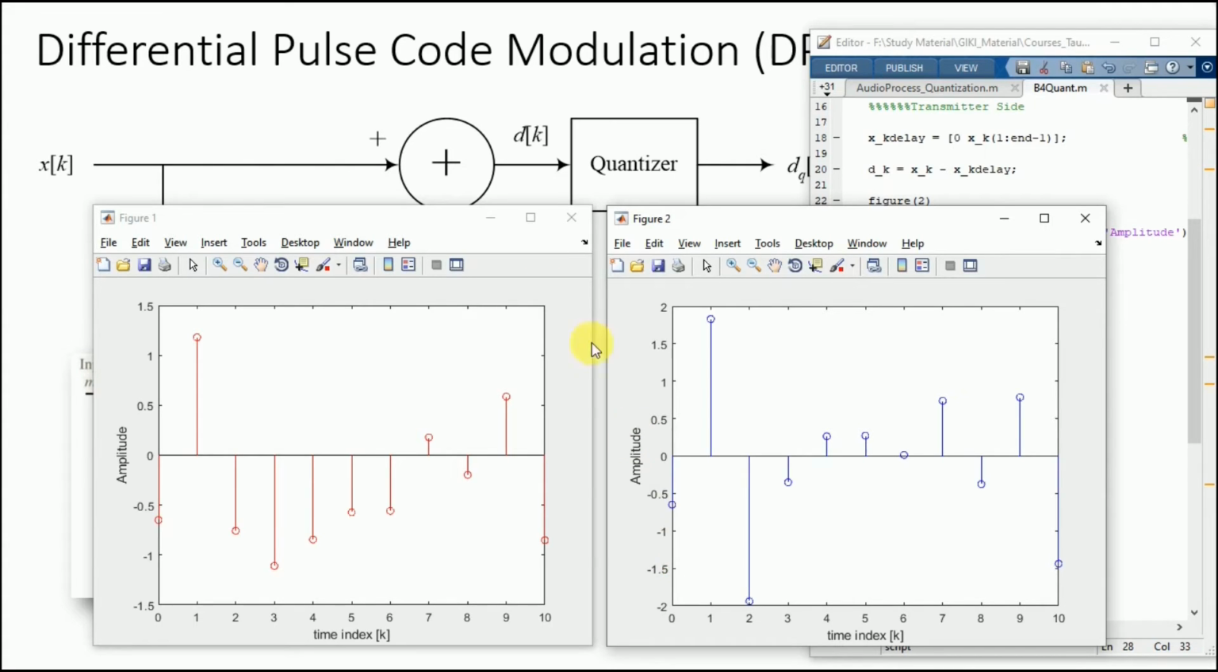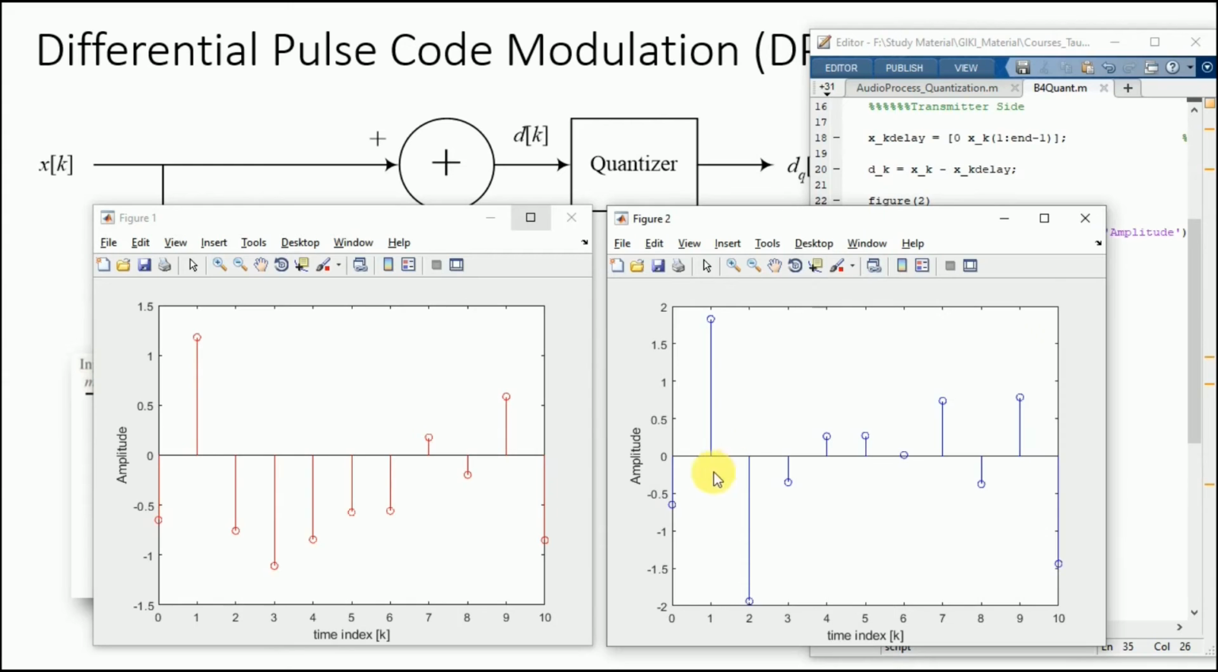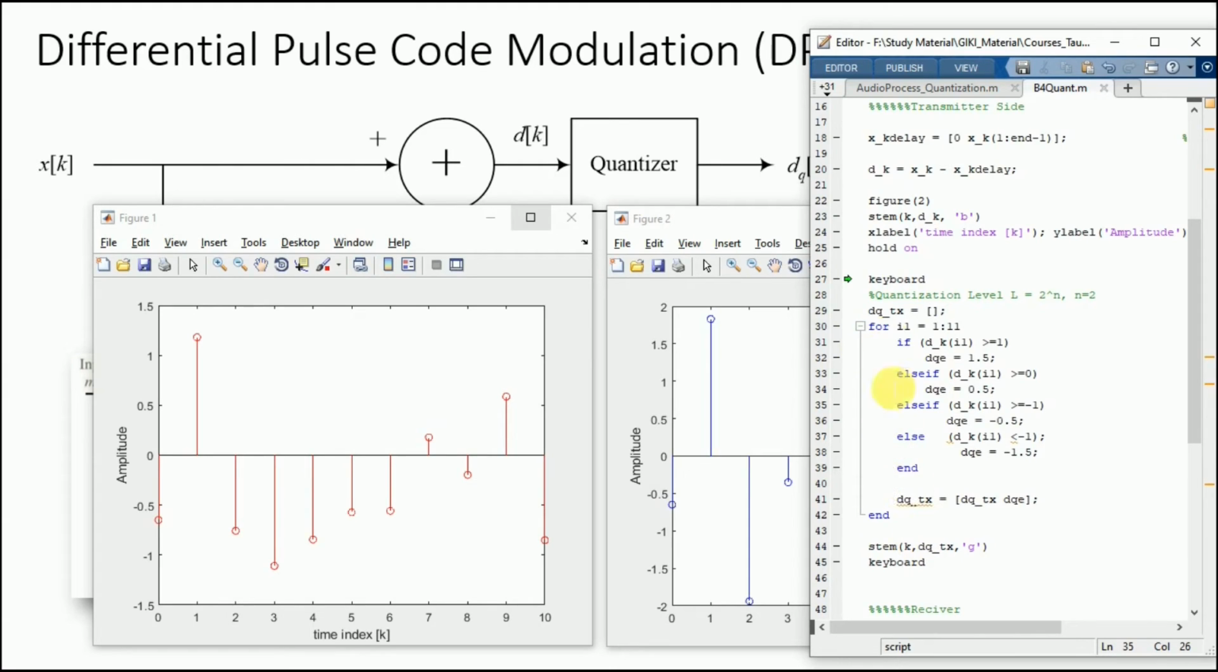If we have a uniform quantizer, we need to approximate all of these amplitudes to one of the four values, that is 1.5, 0.5, minus 0.5 and minus 1.5. For that I have used initially a for loop and then an if else statement. The for loop is basically giving us the increment values starting from 0, 1, 2, 3, and the 11th value appears at 10. So in this loop we will have all the values.